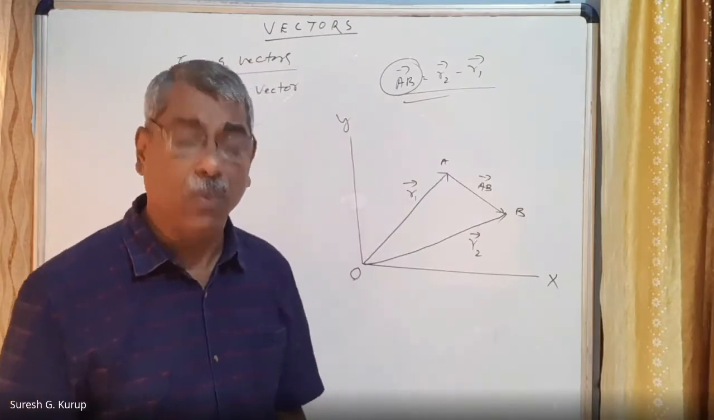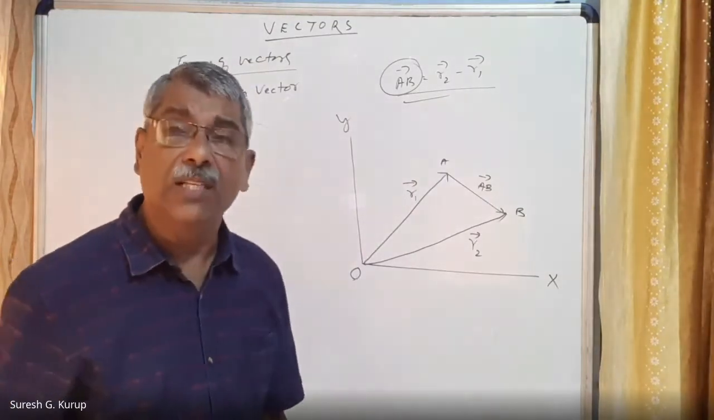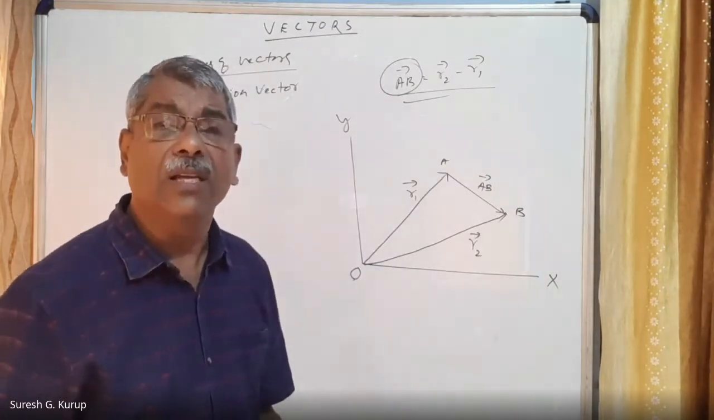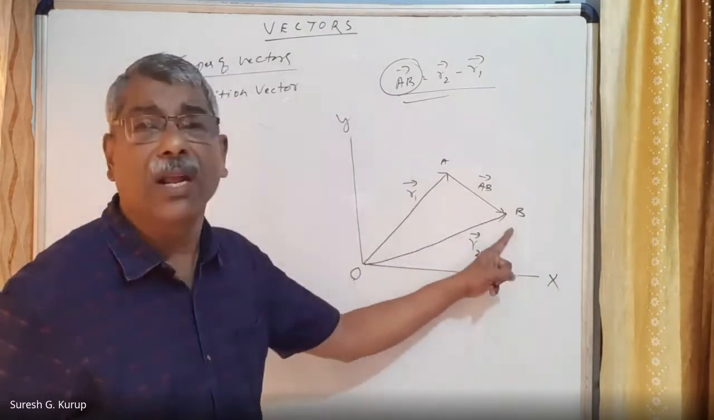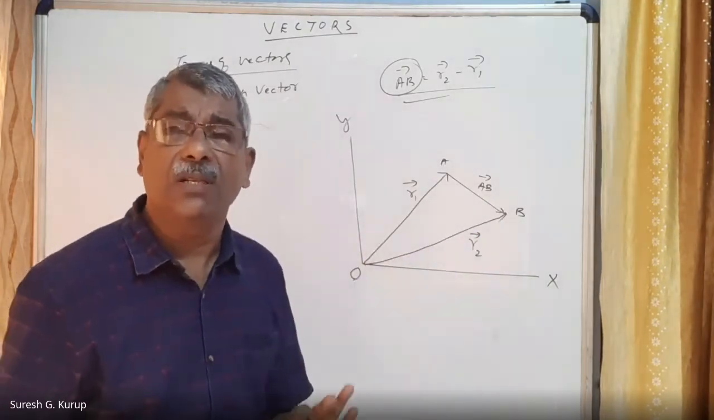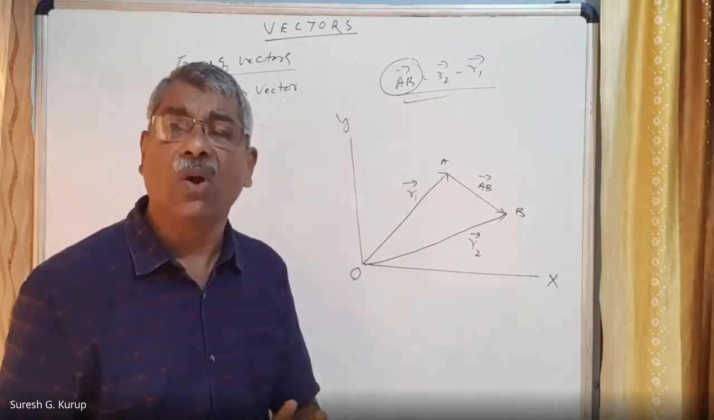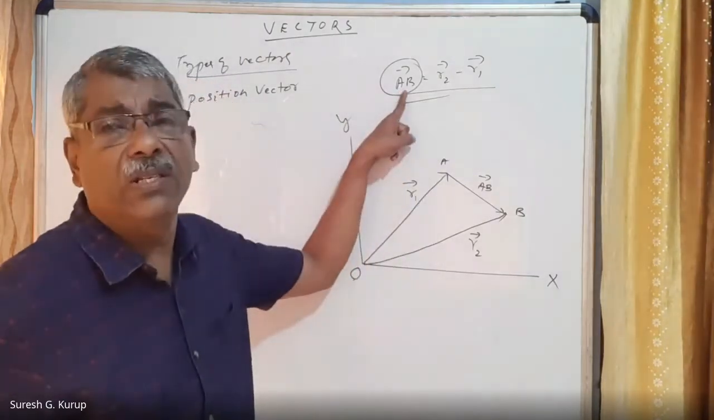So this is about position vector. That is very, very important. And we have also seen the displacement vector. Displacement vector is nothing but the change of position of a body in a straight line. The shortest distance moved by a body between two points is called the displacement vector. In this case, the displacement vector is AB.